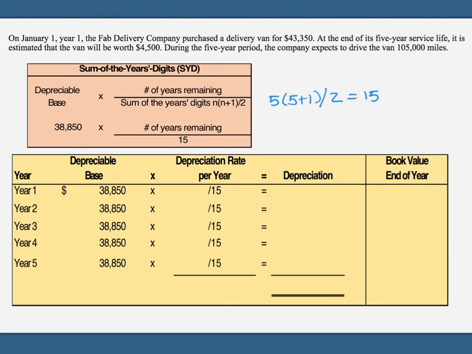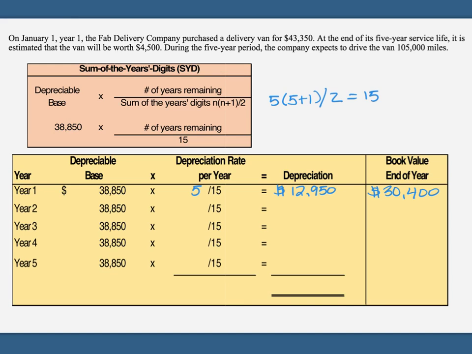So now what we'll do is each year we'll take our depreciable base and multiply by the depreciation rate per year, which is the number of years remaining divided by 15. So starting in year 1, we still have all 5 years remaining. So that's our rate. We'll multiply that by 38,850, and that's going to give you depreciation for that year of 12,950. And then we'll subtract 12,950, our year 1 depreciation, from our beginning book value, which is the purchase price, 43,350, and that's going to give us our end year 1 book value to be 30,400.